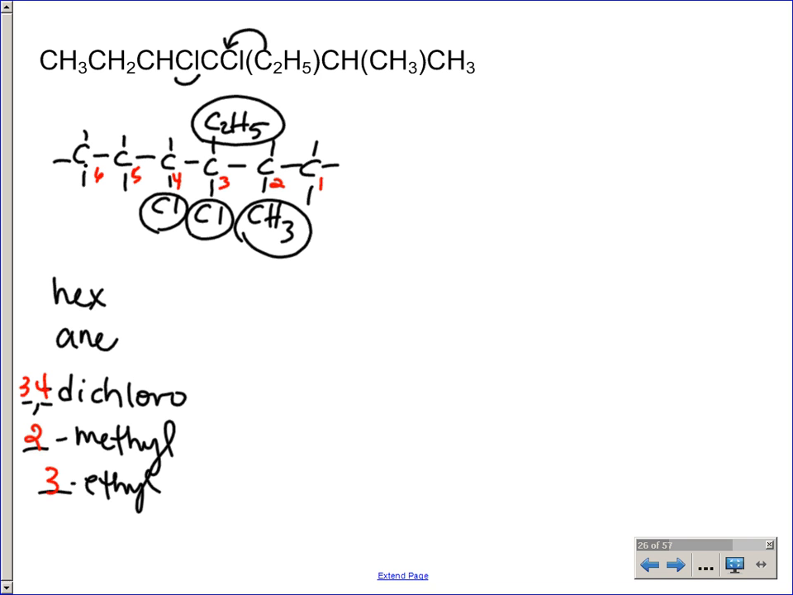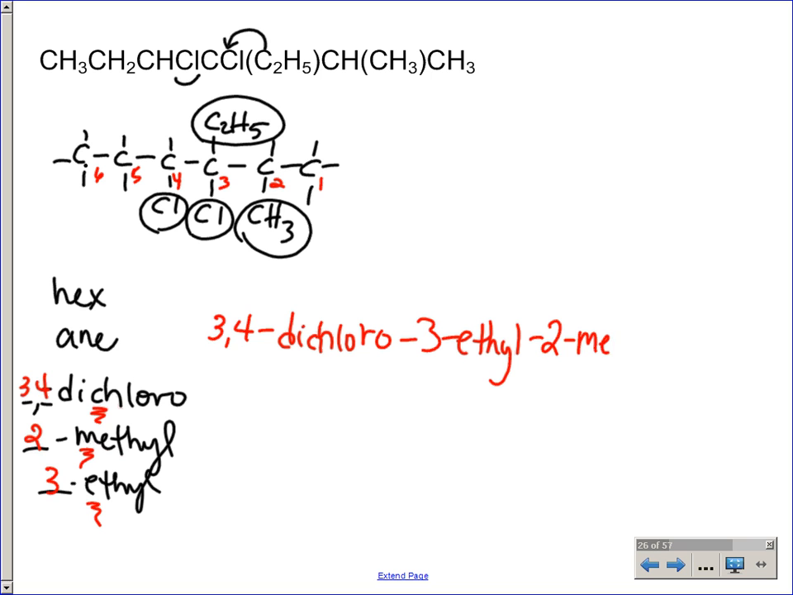So let's go ahead and write that out in the entire format now. We have to write it in alphabetical order. So the C, the M, and the E we take into account for alpha order. So we have 3,4-dichloro. And we have to put the hyphens between numbers and words or letters. So 3,4-dichloro, 3-ethyl, 2-methyl. And then you just attach the hexane at the end. No dashes, nothing like that. So hopefully you got that one correct.